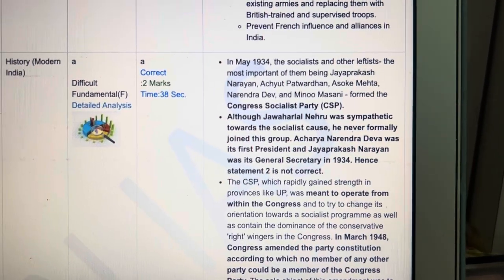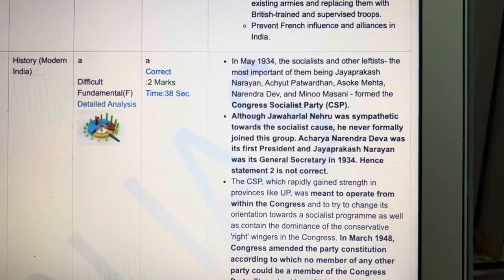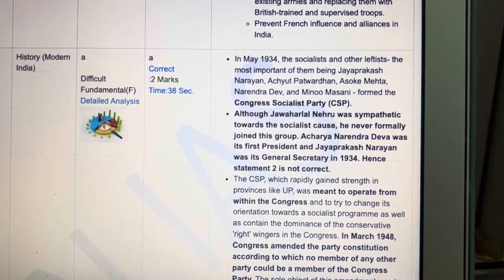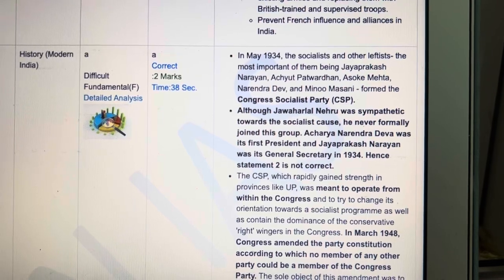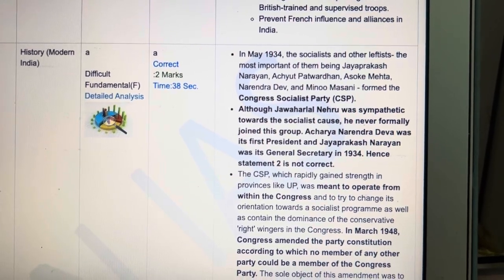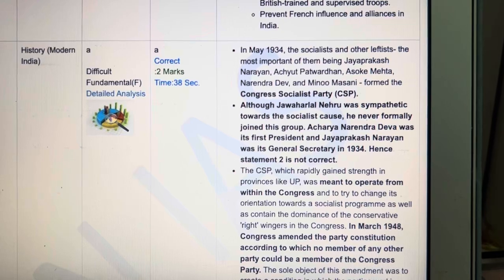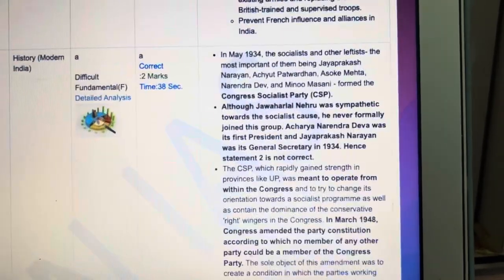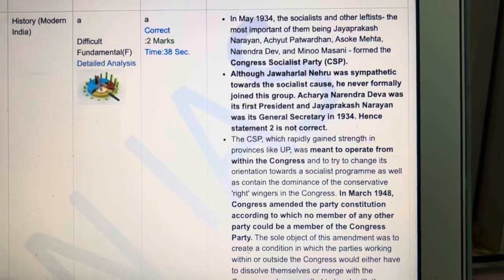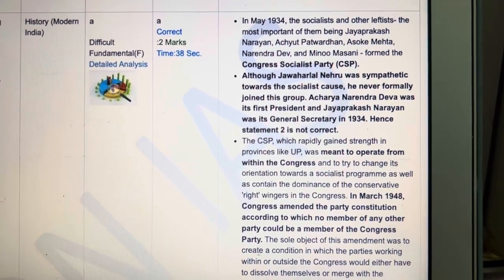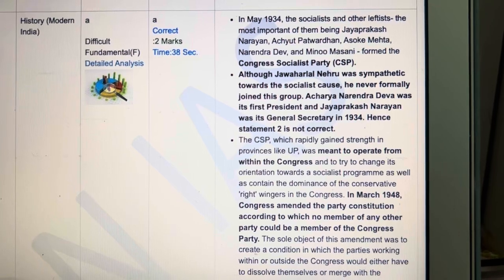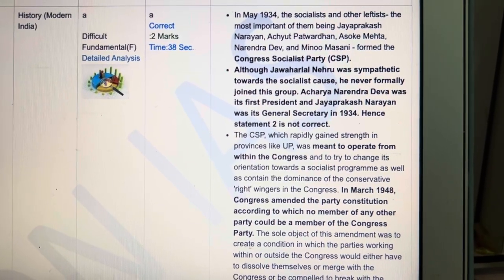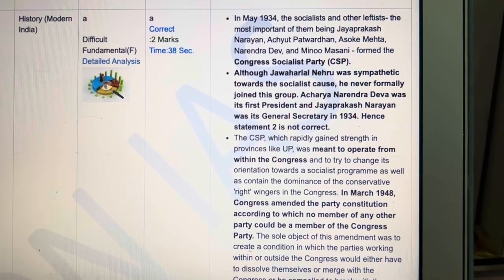In May 1934, the socialists and other leftists, the most important of them being Jai Prakash Narayan, Achyut Patwardhan, Ashok Mehta, Narayan Dev and Minoo Masani, formed the Congress Socialist Party, CSP. Although Jawaharlal Nehru was sympathetic towards the socialist cause, he never formally joined this group. Acharya Narayan Dev was its first president and Jai Prakash Narayan was its general secretary in 1934. Hence, statement 2 is not correct.